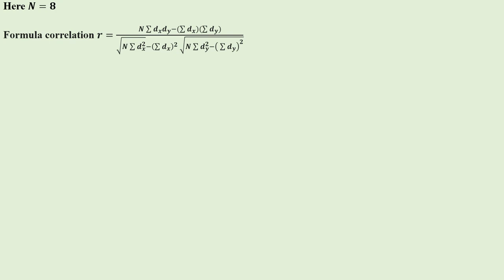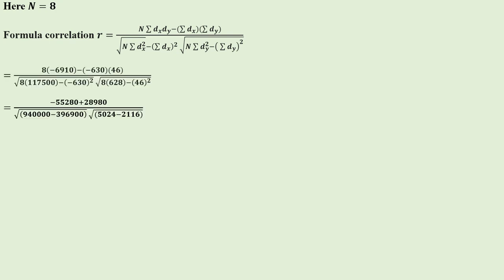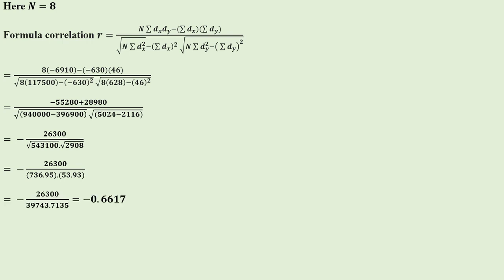So we write the formula: n sigma dx dy minus sigma dx into sigma dy, divided by root of n into sigma dx square minus sigma dx the whole square, into root of n sigma dy square minus sigma dy the whole square. Substituting the values from the table, you will get minus 0.6617. So this is a moderate negative correlation.